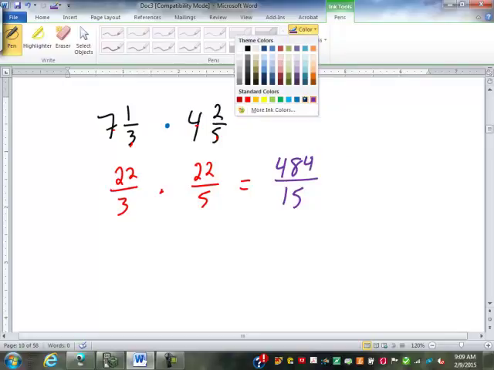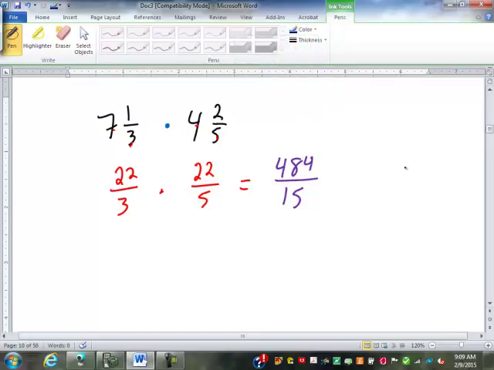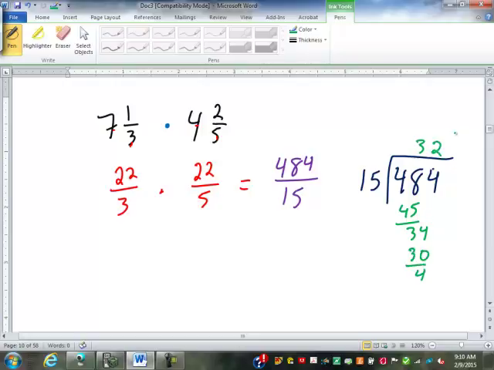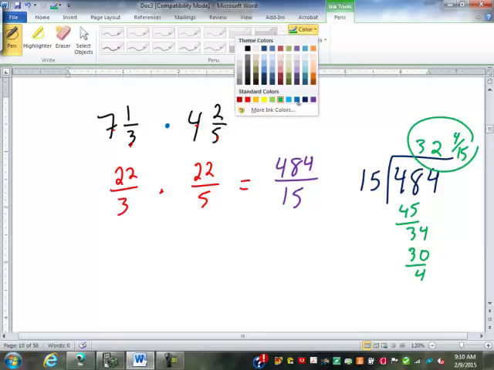So now we have to change that from an improper fraction back into a mixed number. Remember, that is long division. So 15 goes into 48 3 times. That's 45 with 3 left over. Bring down the 4. It goes in there twice with 4 left over. So 32 and 4/15. Anybody want to see that done without changing it?